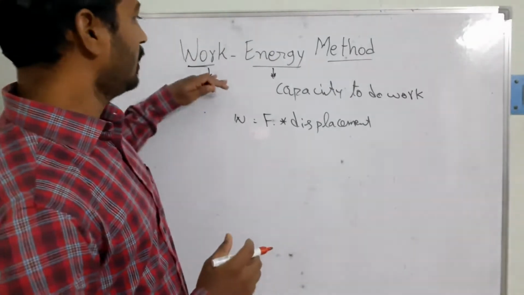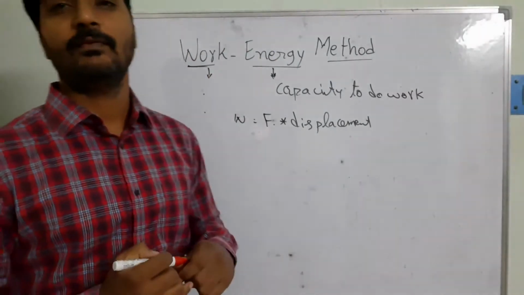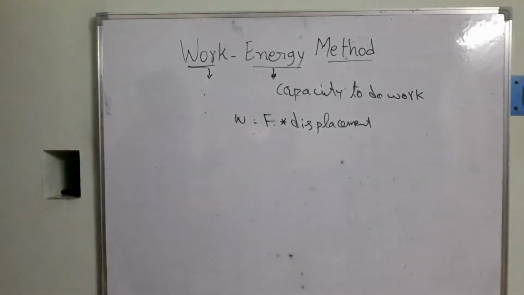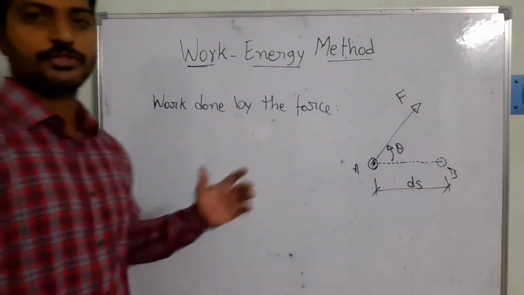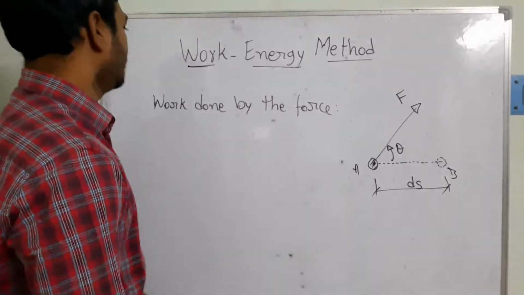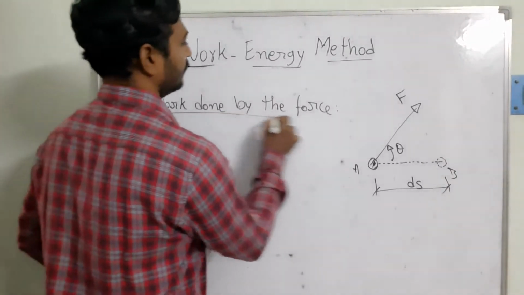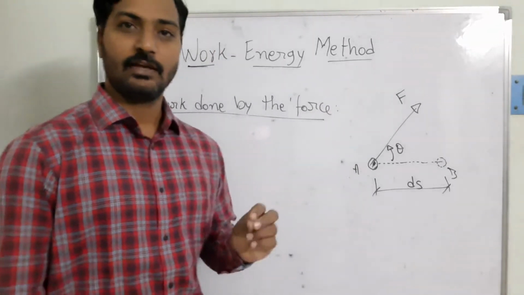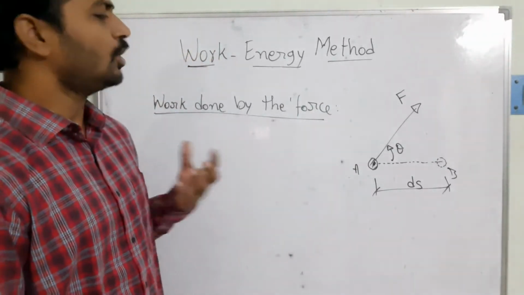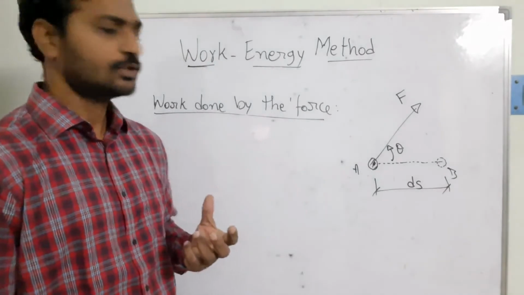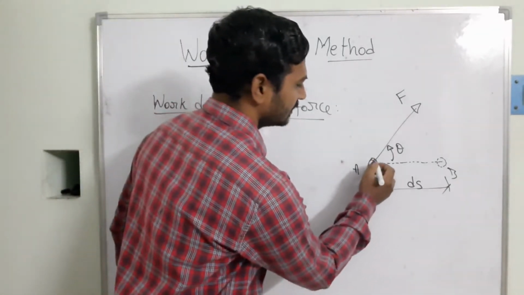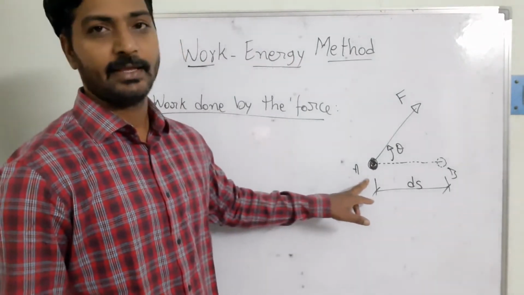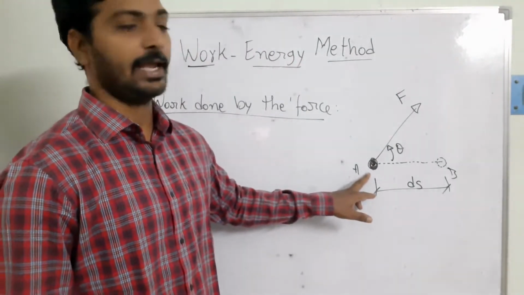Now I am going to identify the work done by the particle when different types of situations exist. So here is the first concept: work done by the force. In this case we consider the physical force, right? Now I am going to consider a particle. This is the particle, and the position of the particle is A. So it is located at A, right?